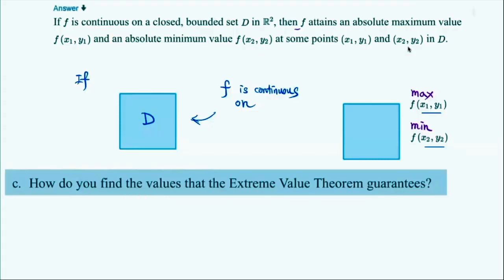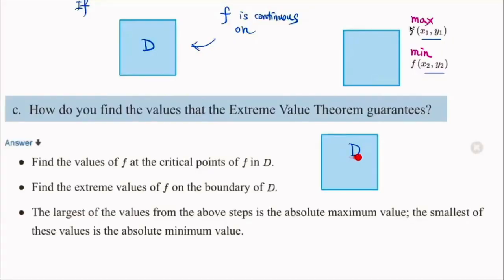How do you find the values that the extreme value theorem guarantees? To find the extreme values that we stated above, we're going to first find the critical points of the function inside the set D. We can find those critical points by setting the partial derivatives all equal to 0. Those critical points will be in the interior of this set D. Say we found 3 critical points inside the interior of D.